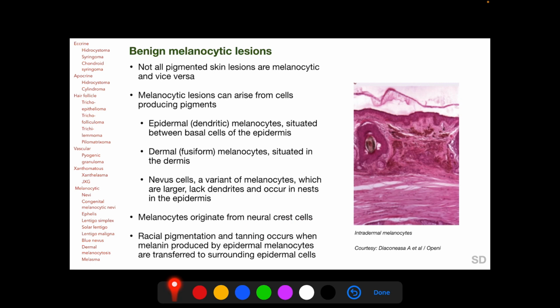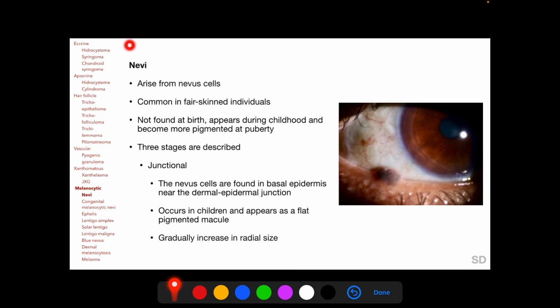Melanocytes originate from neural crest cells, and racial pigmentation and tanning occurs when melanin produced by the epidermal melanocytes is transferred to the surrounding epidermal cells. Nevi are benign tumors arising from nevus cells, and they are commonly found in fair-skinned individuals. They are not found at birth, this is important to remember, and they appear during childhood and become more pigmented at puberty. In the evolution of a nevus, 3 stages are described.